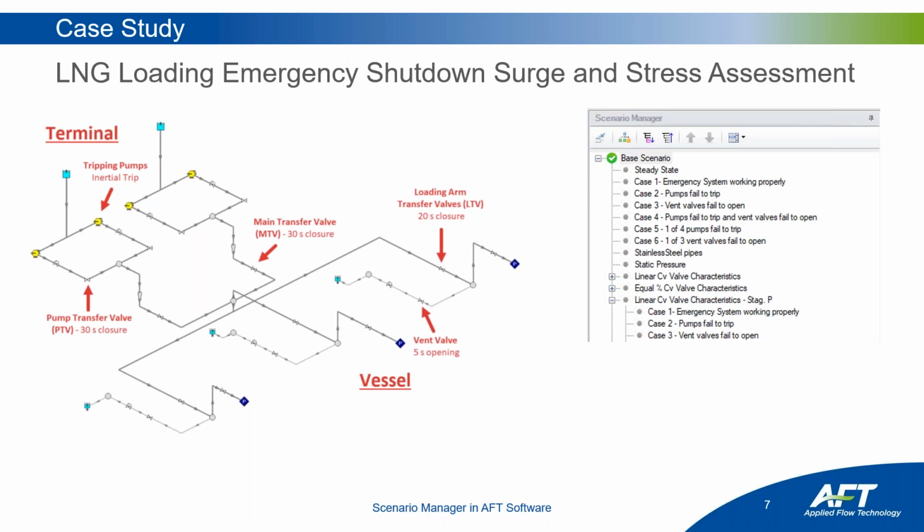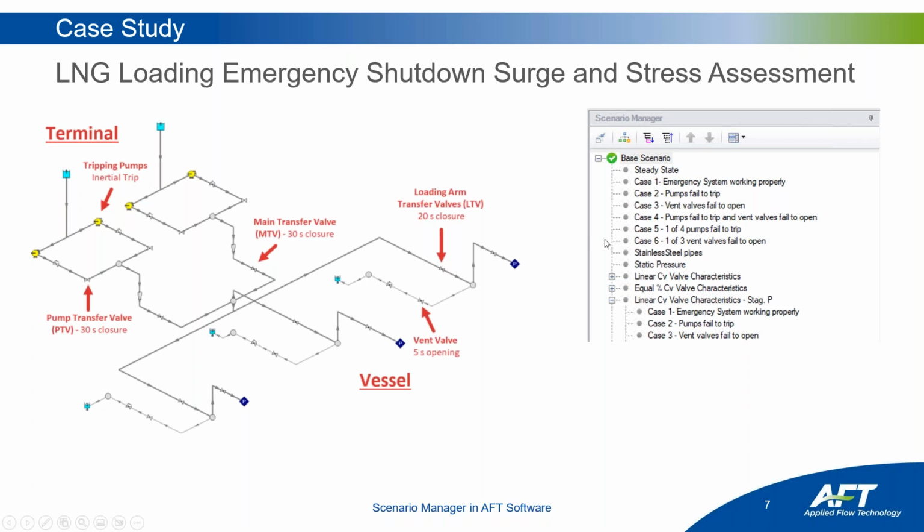Now, if the emergency system works properly, that'd be great, but like anything, the more complexity you add, the more opportunities there are for additional failures. So they had other cases. What if the pumps fail to trip? Now you're closing all the valves and you're pumping against them. What if the vent valves fail to open, so there was nowhere for the flow to redirect? What if both of those things happen, sort of the worst case scenario, and then a mixture of each as well?